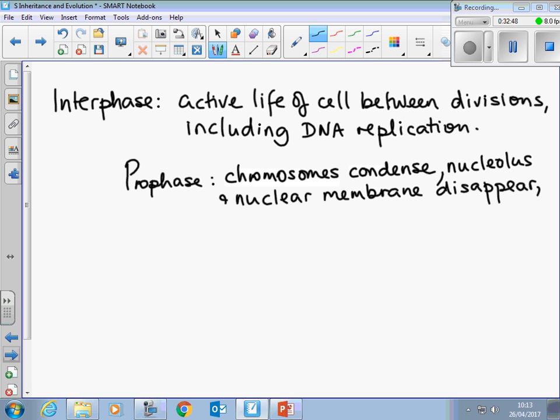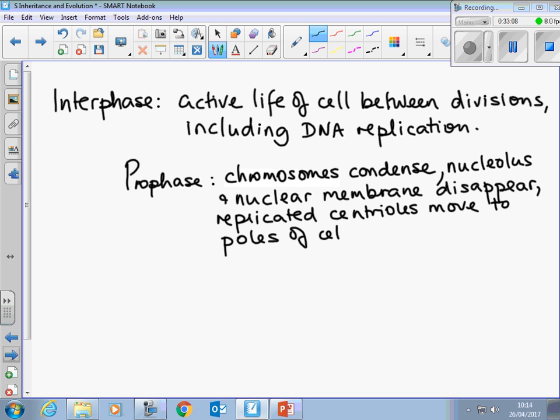I'm going to make an assumption. I think that the replicated centrioles, not sure exactly when they do replicate, move to, and I'm going to call them the poles of the cell, not the ends, and form the spindle. Right. So that's a summary of prophase.